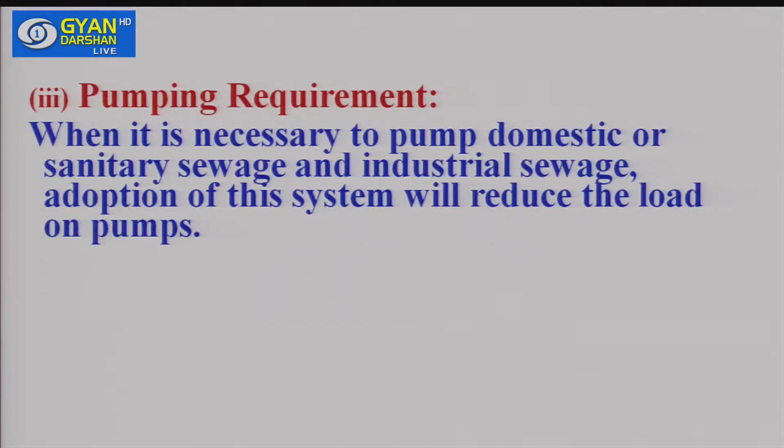Then third thing is pumping requirement. If we have some area in which we are not getting a proper slope or gradient for laying the pipes, then pumping of sewage becomes necessary. If the combined sewerage system is designed, then the amount of sewage becomes more, because we are adding the rainwater or the storm water also into the sewage. So there, pumping of a large amount of sewage has to be done.